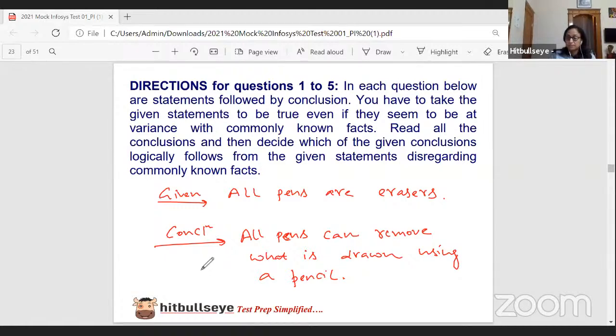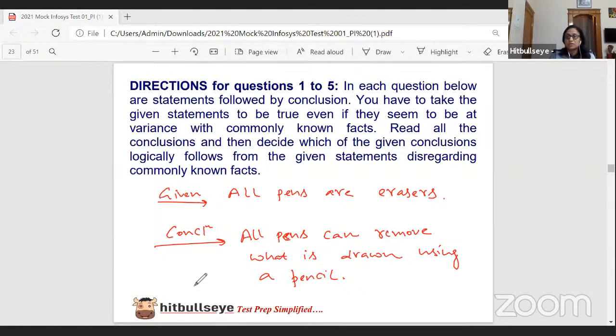Yes. Are you sure about it? Who told you that erasers can erase something? Did I give you that information? Did I tell you that erasers are something which are used to rub off what you have written? I did not tell you that. You cannot use your common sense. You cannot use your common knowledge. I told that rule. The rule said that the conclusion has to be drawn only using the given information.